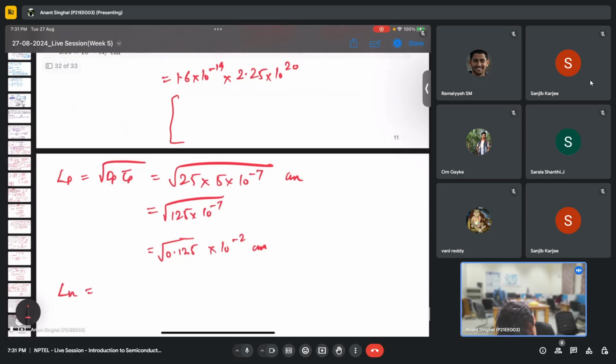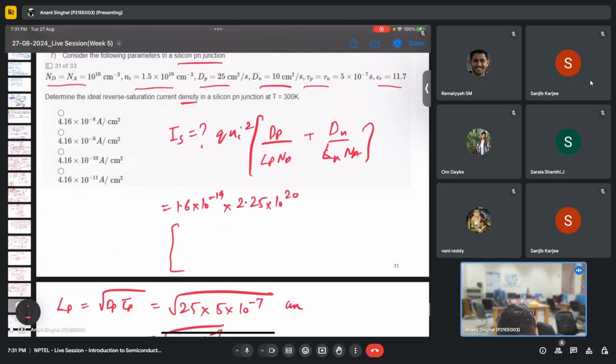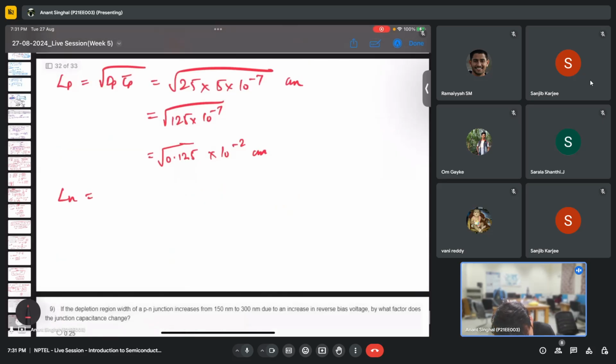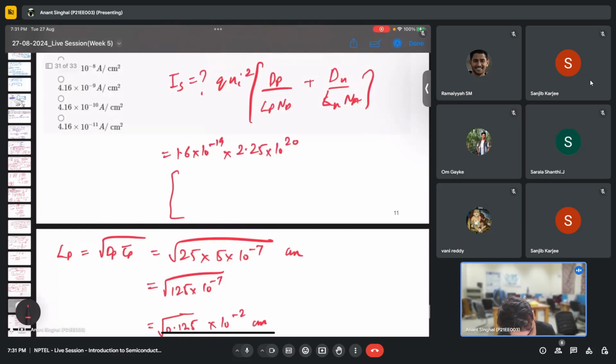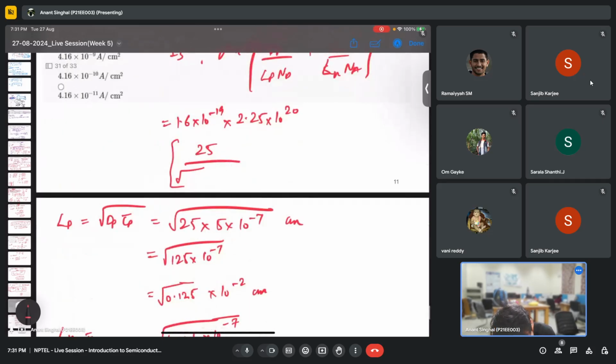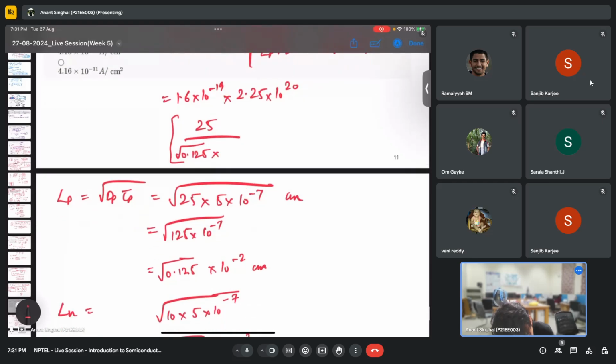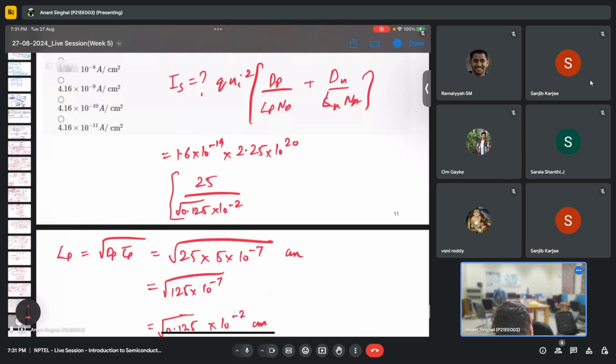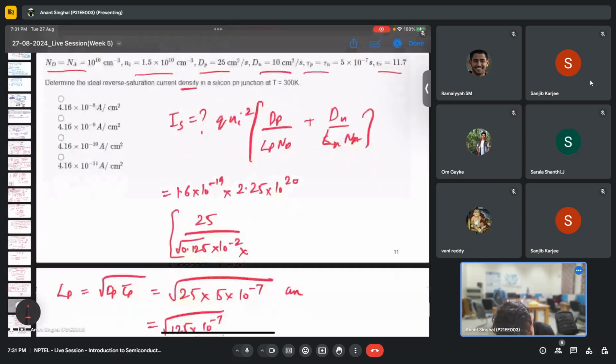Similarly, Ln will be, what is Ln now? Ln is 10. 10 into 5, 10 is per minus 7. So it will be 50 and 50 is 0.05, 10 is per minus 2 centimeter. So we'll just keep each and every value. This is 25 by whatever I'm getting, 10 is per minus 2 centimeter, and ND is what, 16.